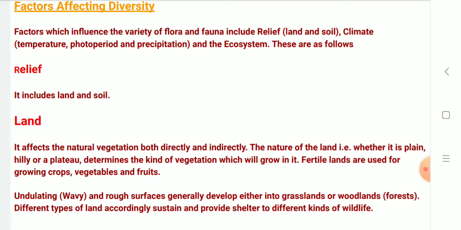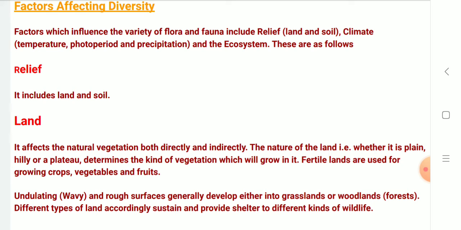Relief includes land and soil. Let us see how land affects the diversity. Land affects the natural vegetation both directly and indirectly. The nature of land, whether it is plain, hilly or a plateau, determines the kind of vegetation which will grow in it.